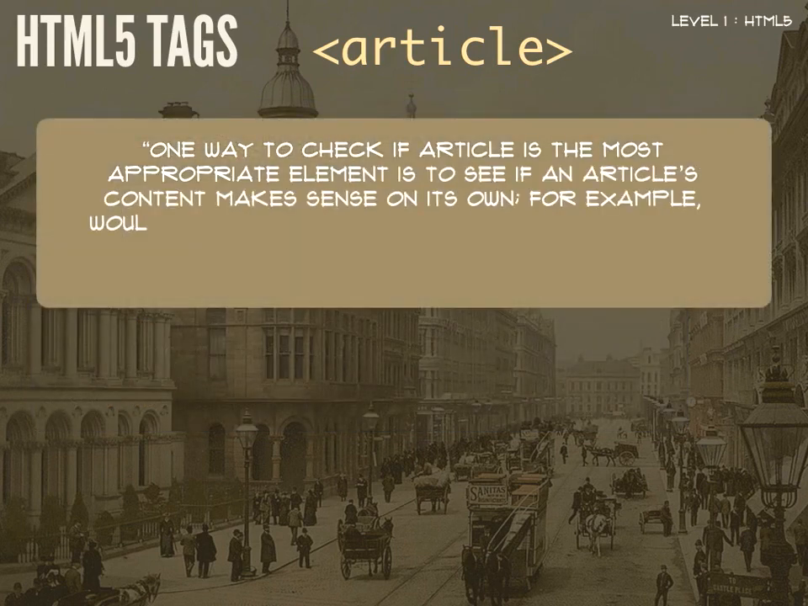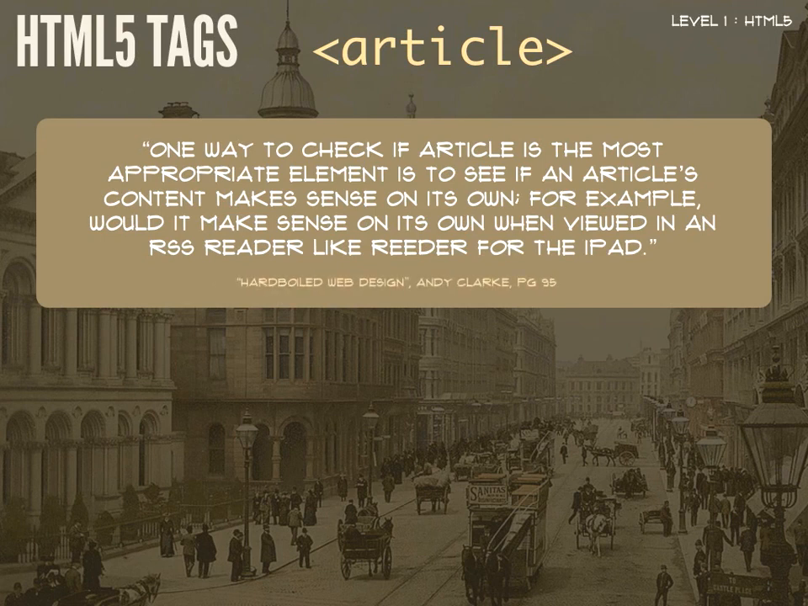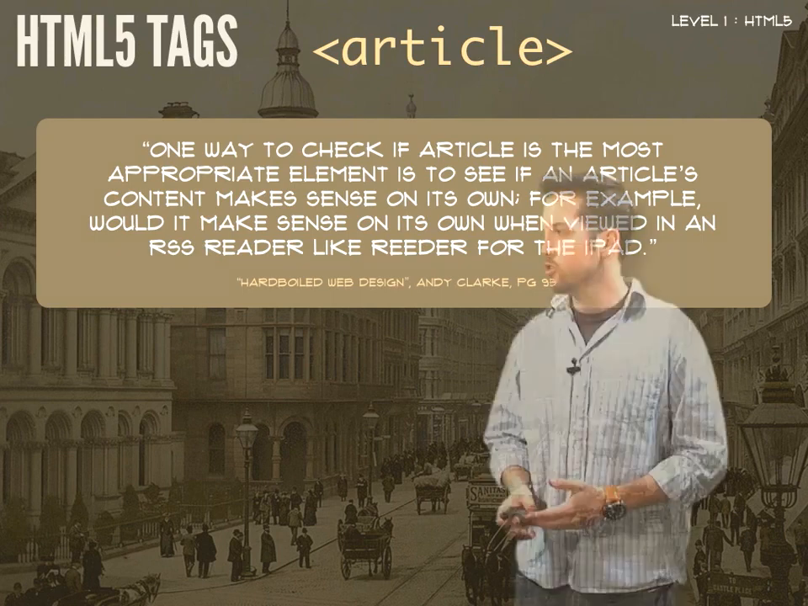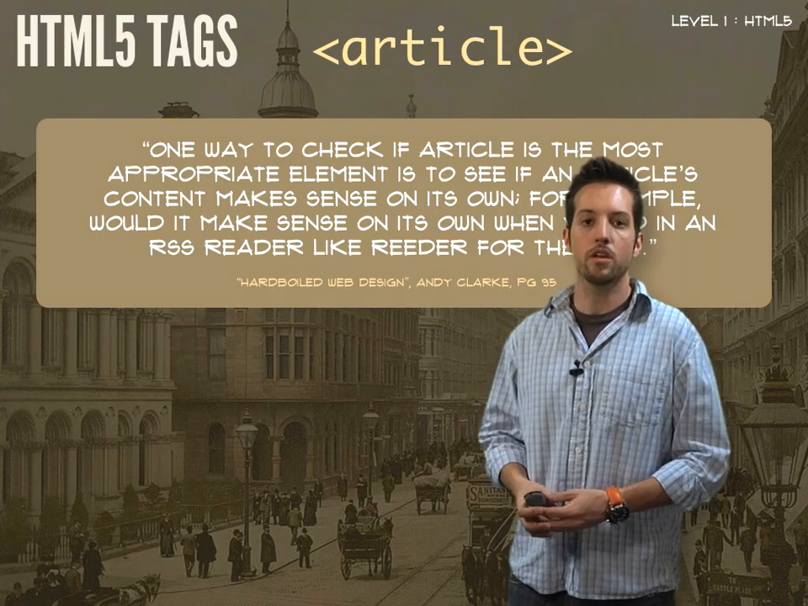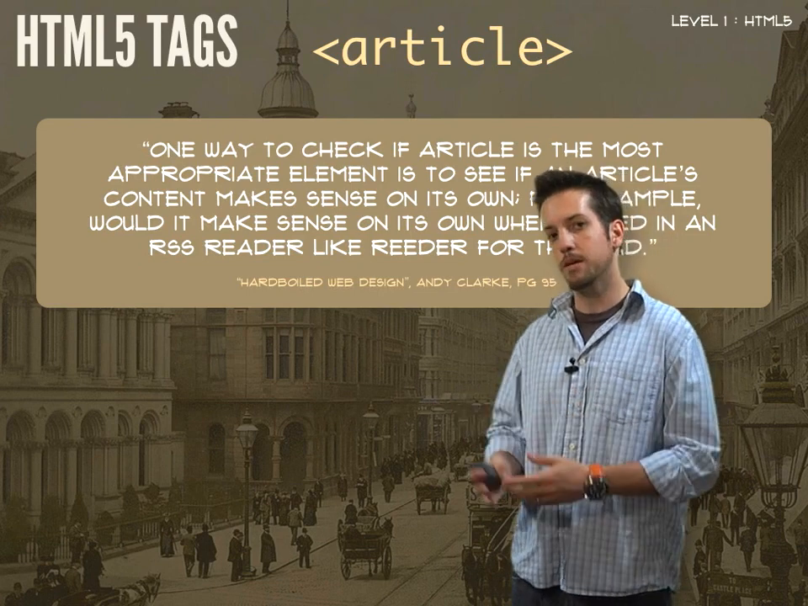Andy Clark, in his book Hard-Boiled Web Design, has a pretty good quote to help us to define what an article is. He says one way to check if article is the most appropriate element is to see if an article's content makes sense on its own. For example, would it make sense on its own when viewed in an RSS reader like Reader for the iPad? So as you're thinking through your content and working on your markup, this is a good quote to keep in mind.